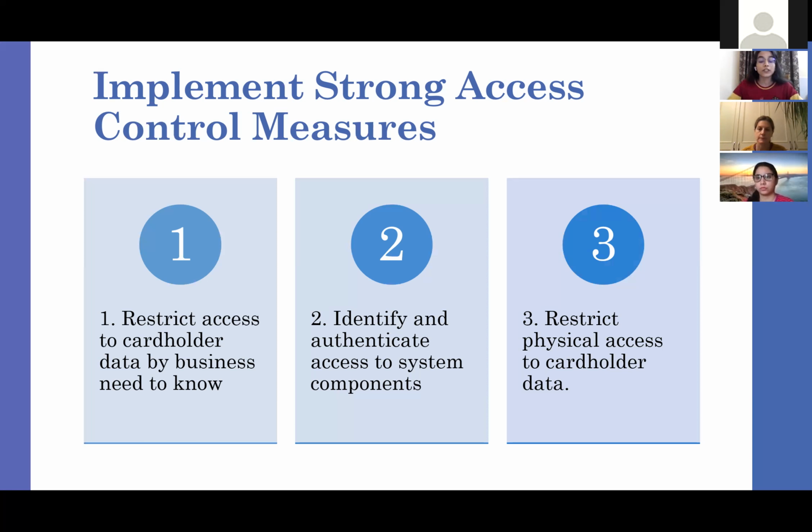Third is restrict physical access to cardholder data. Now, the first two points were more on the transactional side, which you can do online, using the internet. The third point is majorly on physical access. For example, at your organization, you would not be allowed into the server room from where all the data is operated. You are not the one who is allowed to enter that room, and if you want to enter, you would have to have a certain level of access.